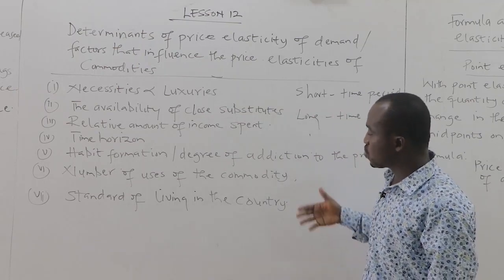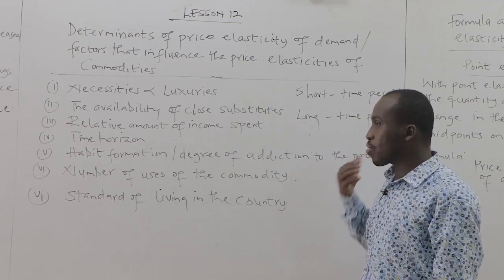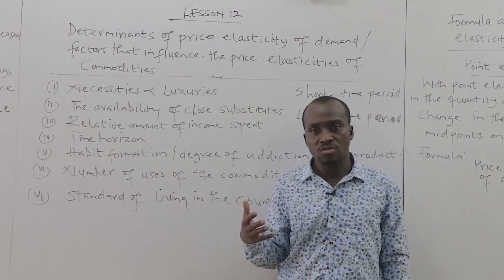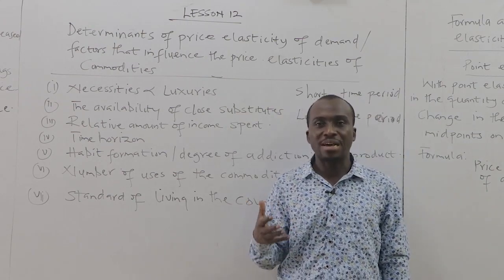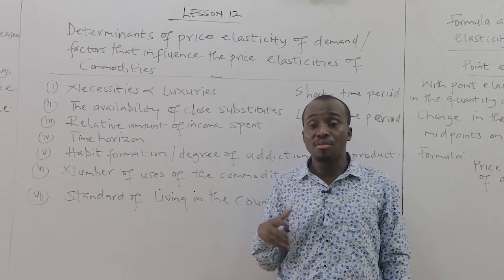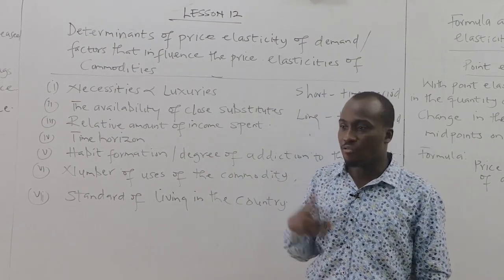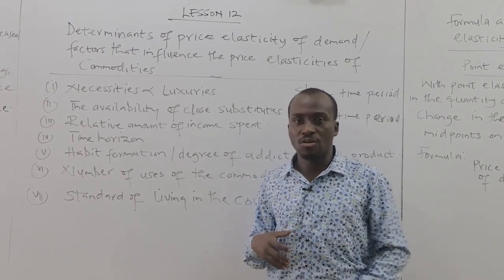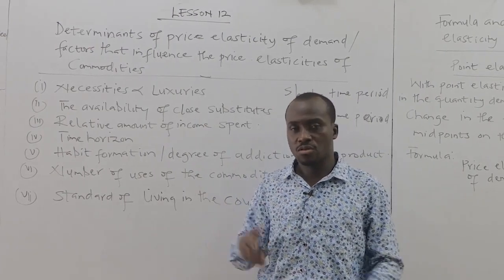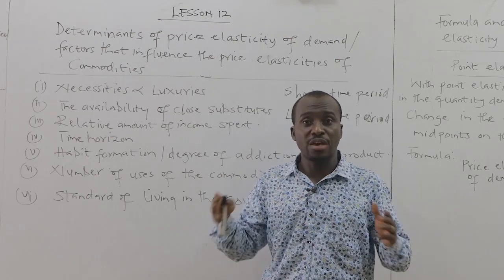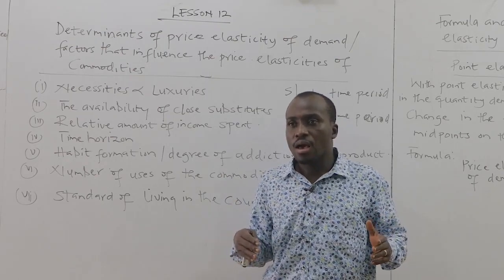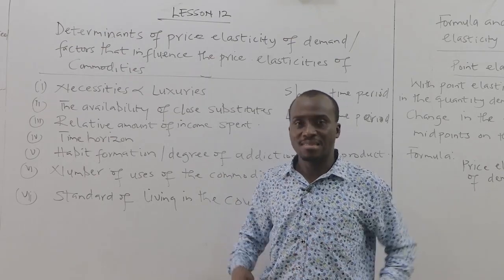The number of uses of the commodity. Some commodities can be used for several purposes. Somebody can have a metal. The metal can be copper or lead or tin. It can be used for a lot of things. If I have copper, or maybe I have tin or bronze, I can use it for a lot of things. If a commodity can be used for a lot of things, its demand tends to be inelastic.